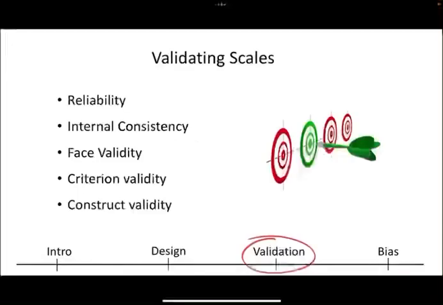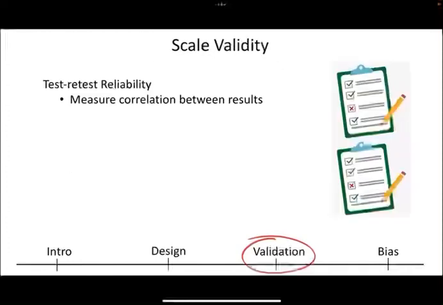And basically there's lots of ways to validate a scale. You can look at things like reliability, internal consistency, face validity, criterion validity, and construct validity. Those are all things that I'm going to talk about today. As far as the actual definition of a validated scale, I'm not certain there's one out there. I think that any of these or any combination of these might contribute to you being able to say your scale has been validated.